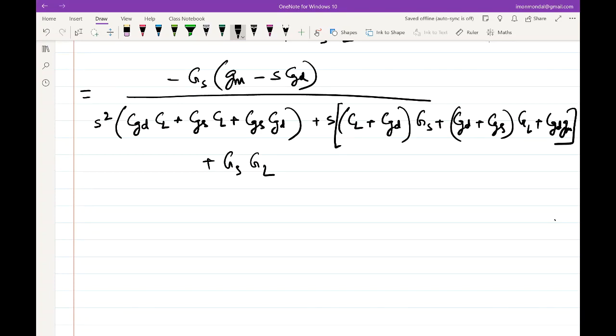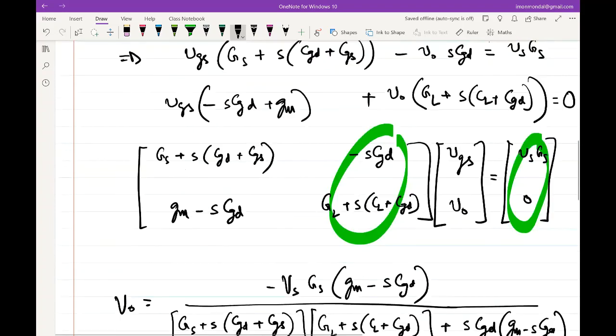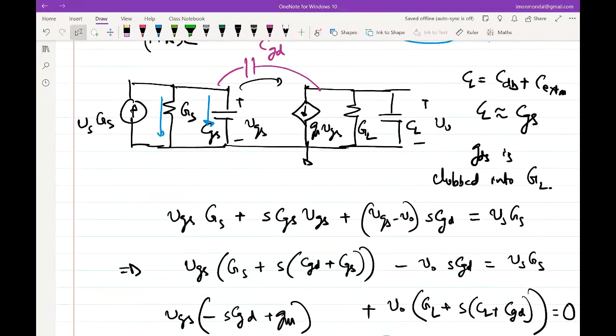Anything else that we can make sense of? One thing that we can obviously make sense of is if you put S tends to infinity, everything goes to 0. Is that expected? If we put S tends to infinity, should everything go to 0? Should output go to 0?